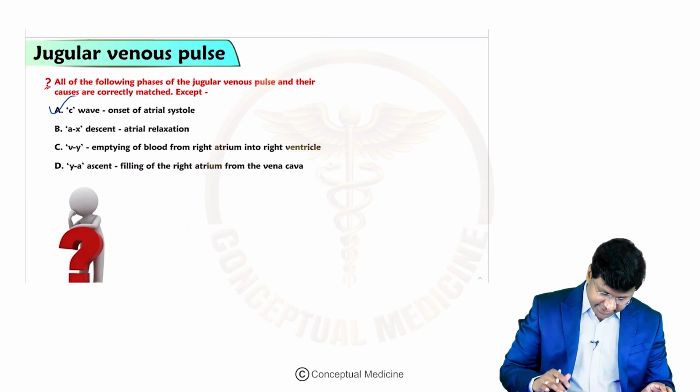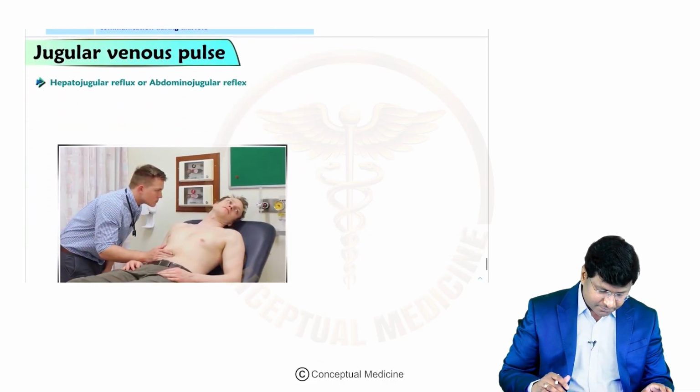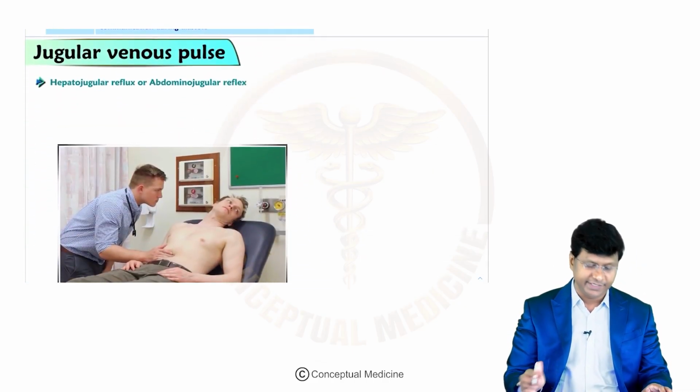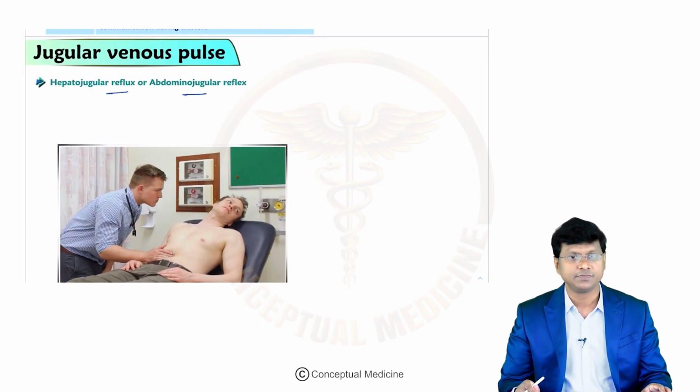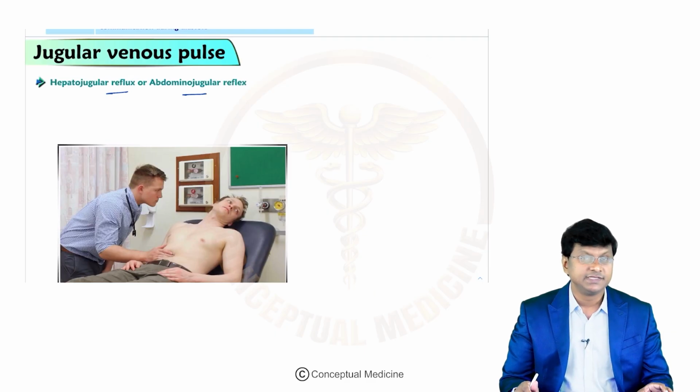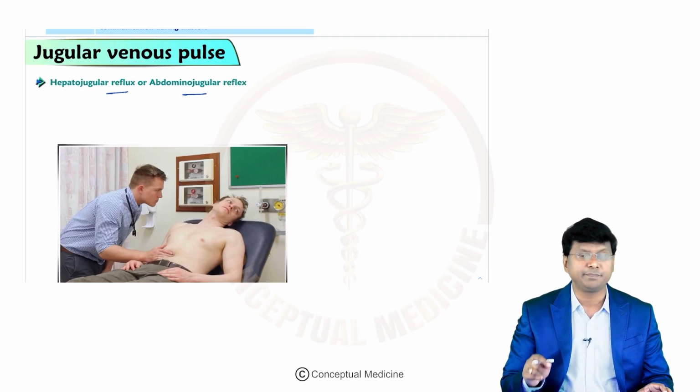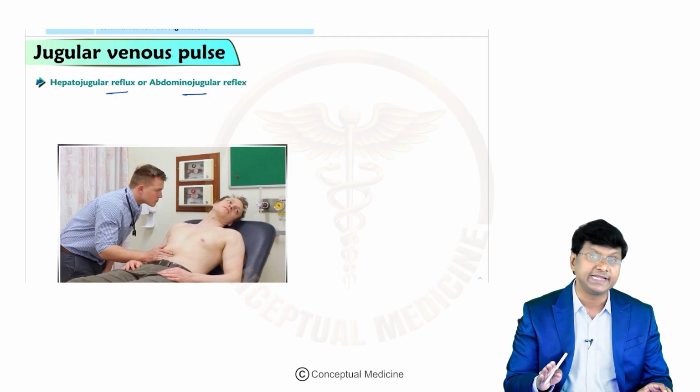Next, the important concept in jugular venous pulse that you need to know is the hepatojugular reflex, or the abdominojugular reflex. How is this done? This is done by applying firm pressure with the palm of the hand over the right hypochondrium.